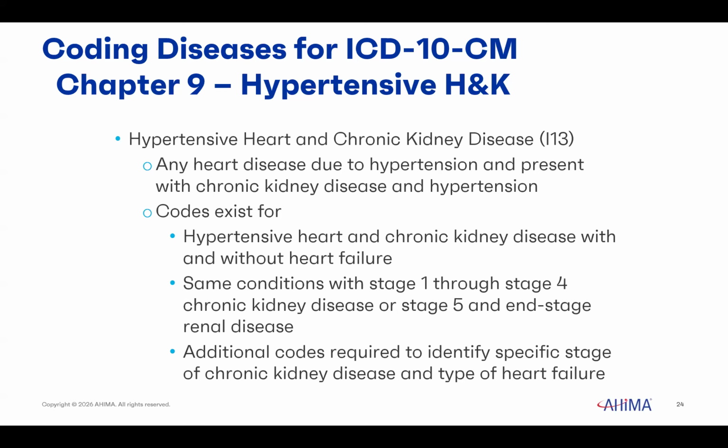And again, hypertensive heart and chronic kidney disease, I13, is any heart disease that's due to hypertension present with chronic kidney disease and hypertension. The codes exist for both hypertension and chronic kidney disease with and without heart failure. Same types of stages, stages 1 through 4, with stage 5 being end stage renal disease. And of course, we'd want to use the additional codes to specify the type, the stage of chronic kidney disease, and the type of heart failure.